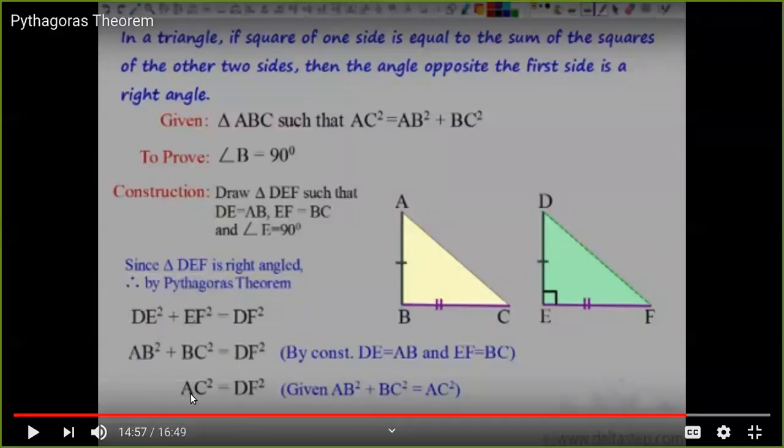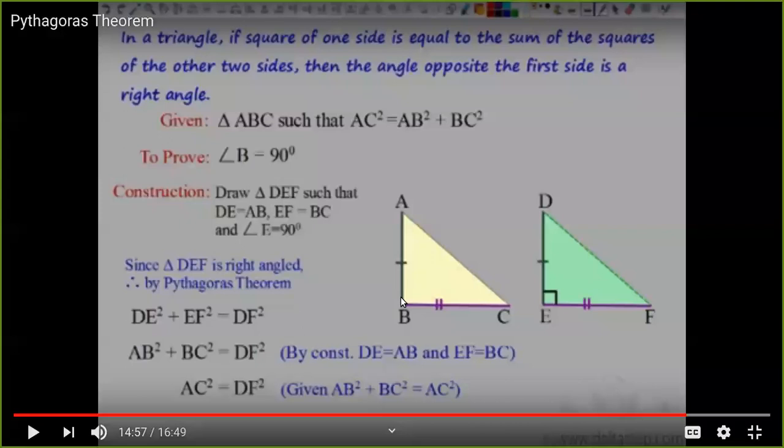So when AC and DF become equal, what can you say about the two triangles? ABC and DEF are in such a way that your AB is already equal to DE, your BC is equal to EF, and now I have shown that AC also has become equal to DF. Then what can you tell about these two triangles now? They are congruent triangles. Yes, they will become congruent because all the three corresponding sides are equal. So if they are congruent, then what can you tell about their angles?